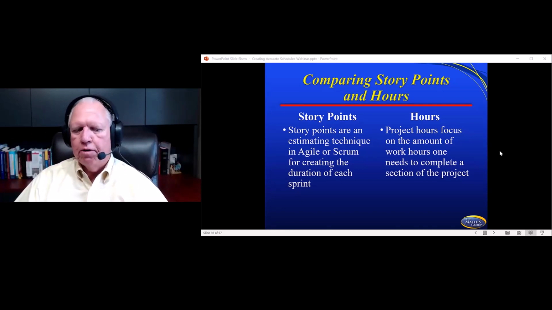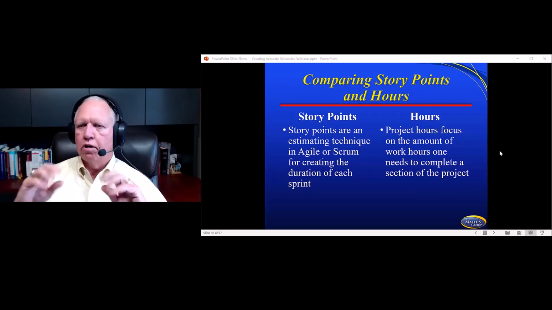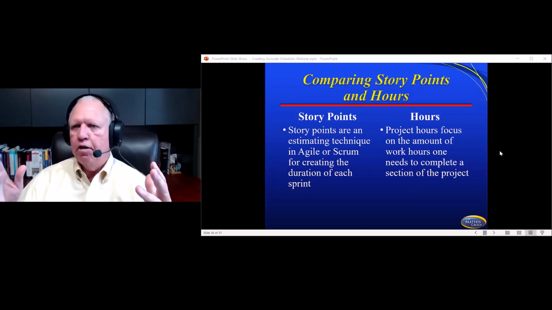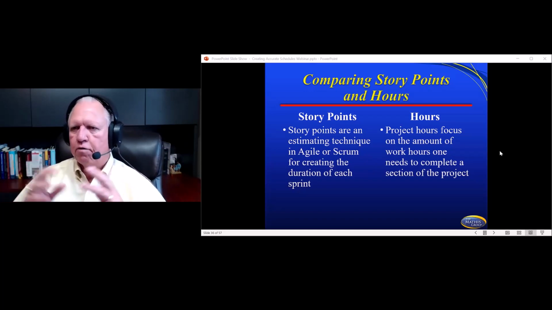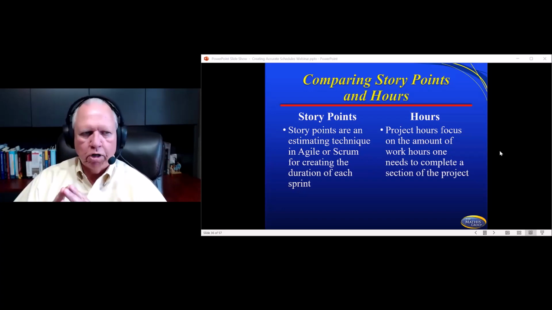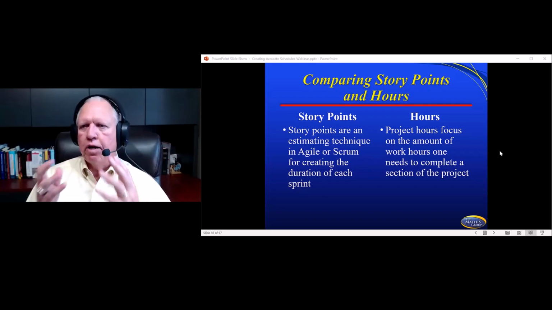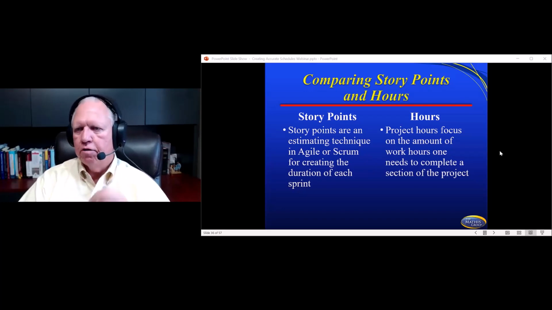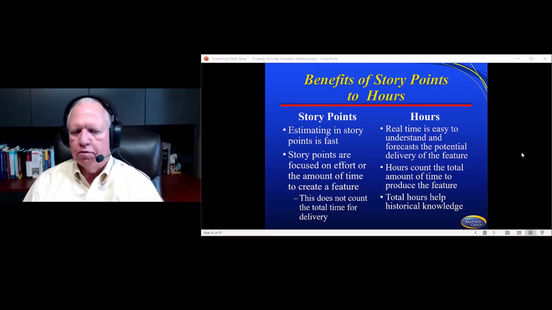And so in Agile or Scrum, story points are used as an estimating technique for creating duration. And so you might have one story point for 8 hours of work. The team sets it. It's not a standard any place in any book. And so every team would set what their story point is. So project hours focuses on the amount of work hours one needs to complete a section of a project. And so that's the reason why, if you're working with a vendor or somebody and they tell you it's 14 story points, you want to know what is their ratio or how are they defining that? Because if it's a story point per 8 hours or story point per 4 hours, that's going to be good information for you to know.